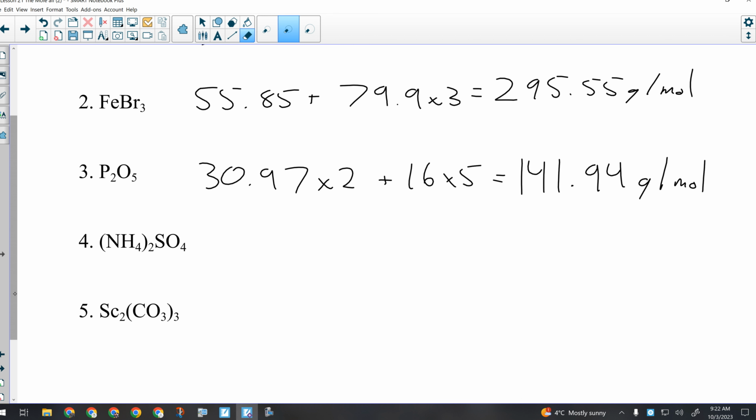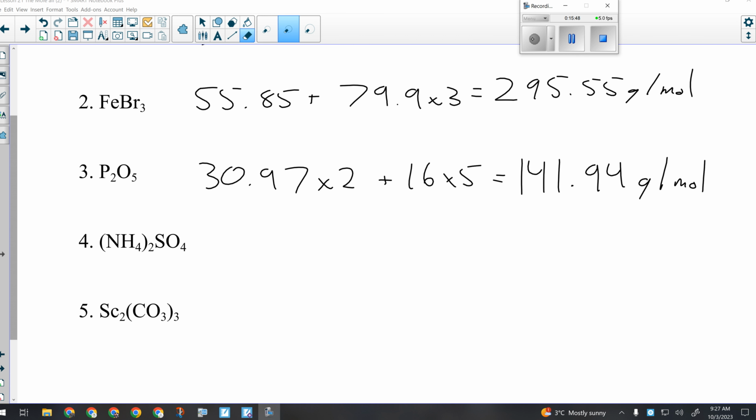Think math, parentheses. Okay, you got parentheses. The number outside the parentheses means multiply everything inside the parentheses by this number. Okay? So you have to do this element by element. You are not going to find the molar mass of ammonium. It's not on your periodic table. You're going to have to do the nitrogens and then the hydrogens. That's what, oh God, this is so hard. Life is hard. Okay, so for number 4, we're again doing this element by element.